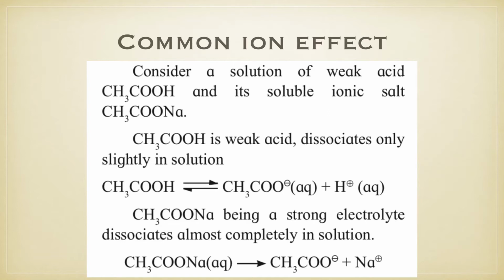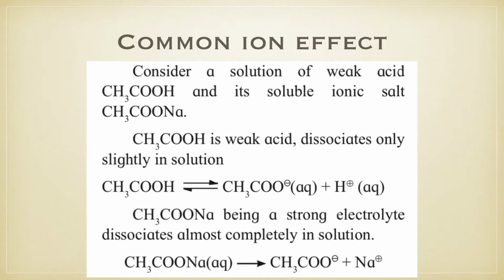For example, I have taken a weak acid and its salt. Let's say the weak acid is CH3COOH and its salt is CH3COONa. So consider a solution of weak acid CH3COOH and its soluble ionic salt CH3COONa. Which is the weak electrolyte over here? CH3COOH. And which is the strong one? CH3COONa. Now we know what a weak electrolyte and a strong electrolyte are. Weak electrolytes are the ones which dissociate partially, and strong electrolytes are the ones which dissociate completely.